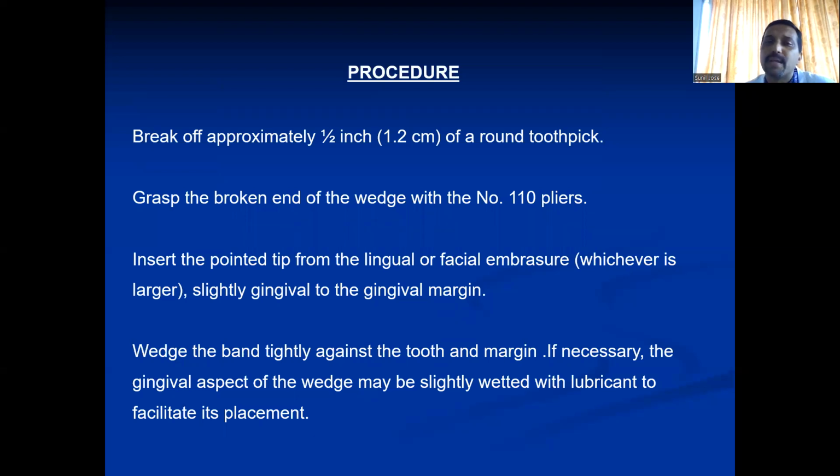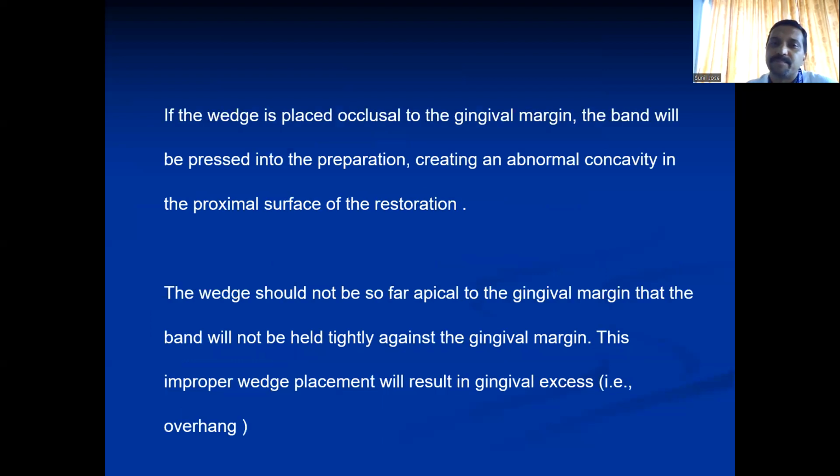Procedure. Break off approximately half, that means 1.2 centimeter, of the round toothpick. Grasp the broken end of the wedge with a number 110 plier. Insert the pointed tip from the lingual or facial embrasure, whichever is larger, slightly gingival to the gingival margin. Bend the band tightly against the tooth and margin. If necessary, the gingival aspect of the wedge may be slightly wetted with lubricant to facilitate its placement.